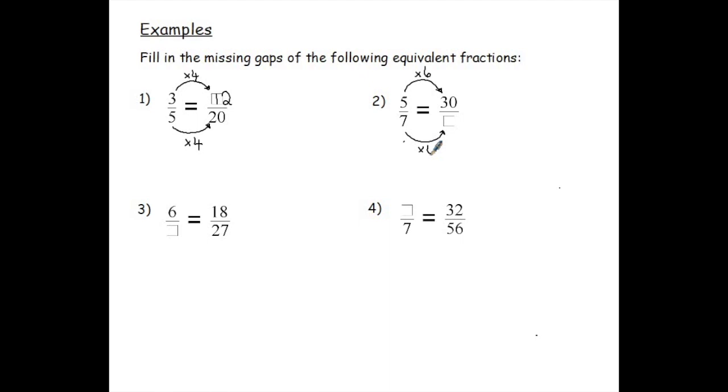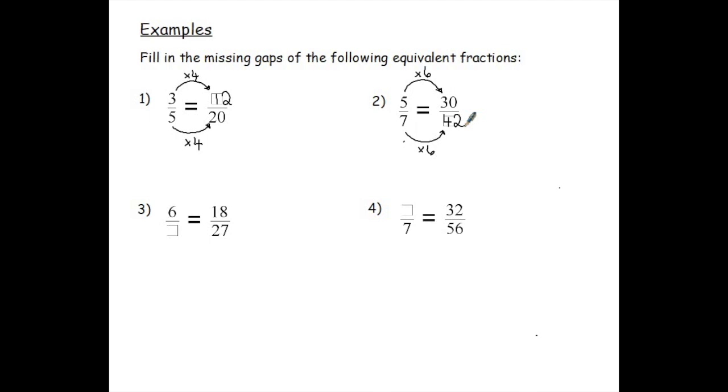So 7 times 6 gives us 42. So our final answer is 30 over 42. So remember, whatever you do to the numerators, you need to do to the denominators, and vice versa.